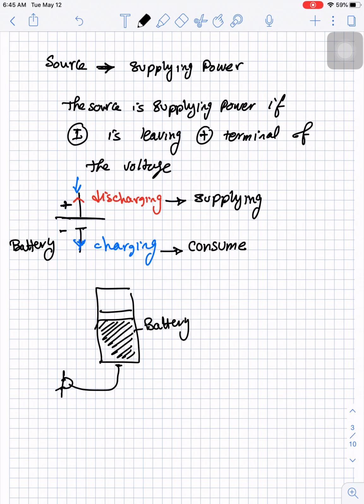So it's a good assumption to assume the battery at the beginning is discharging or supplying energy. Then you solve the circuit and see if your assumption was correct or not.